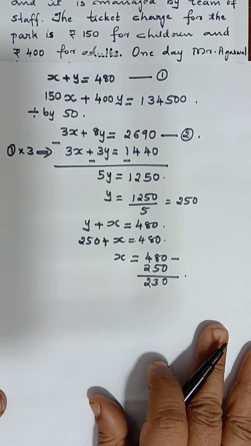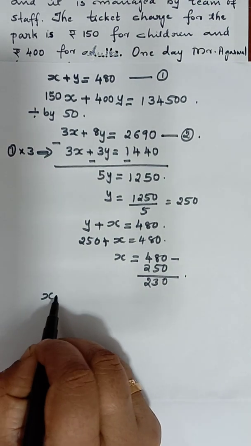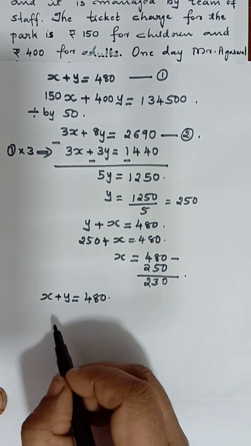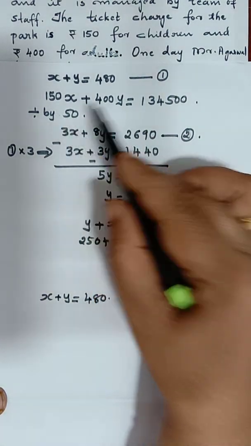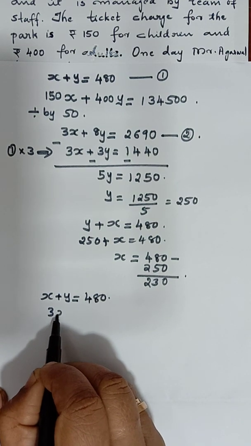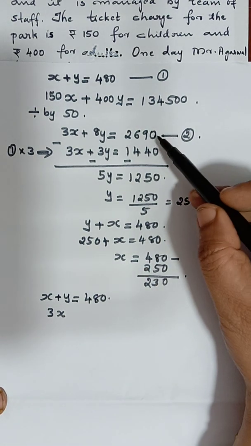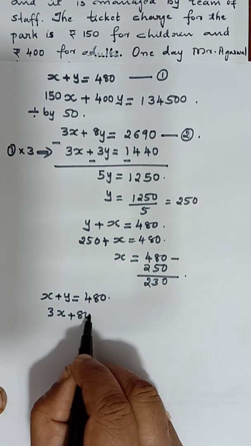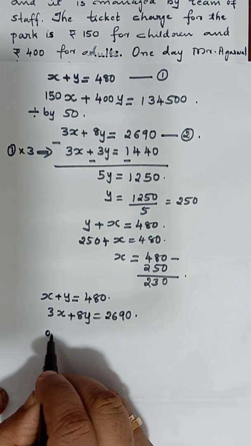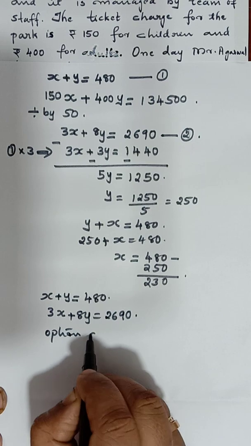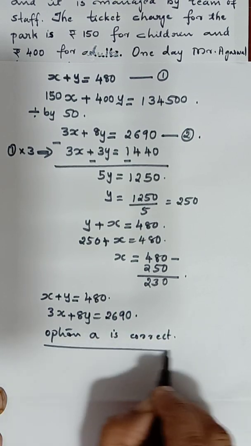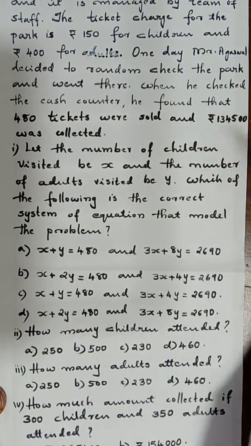Therefore, these are the equations we are getting. First equation is x plus y is equal to 480. And second equation, by dividing by 50, we are getting 3x plus 8y equal to 2690. So we get option A as correct. Option A is correct. Okay, now come back to the second equation.